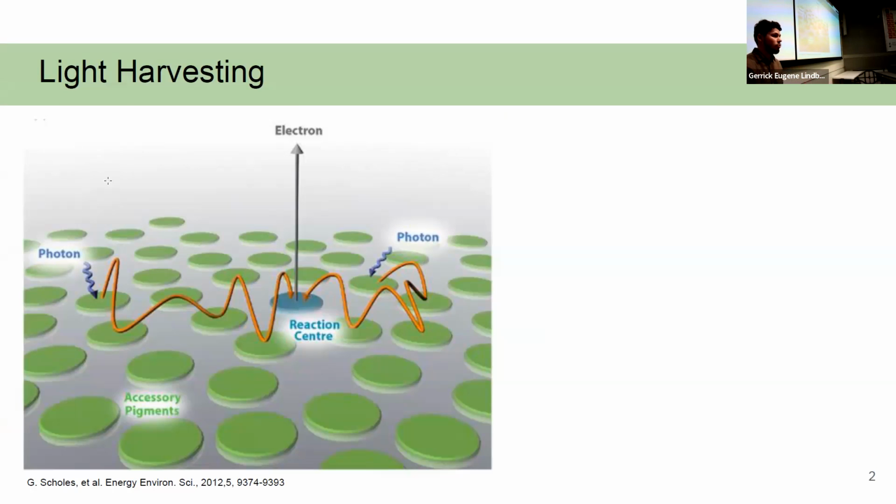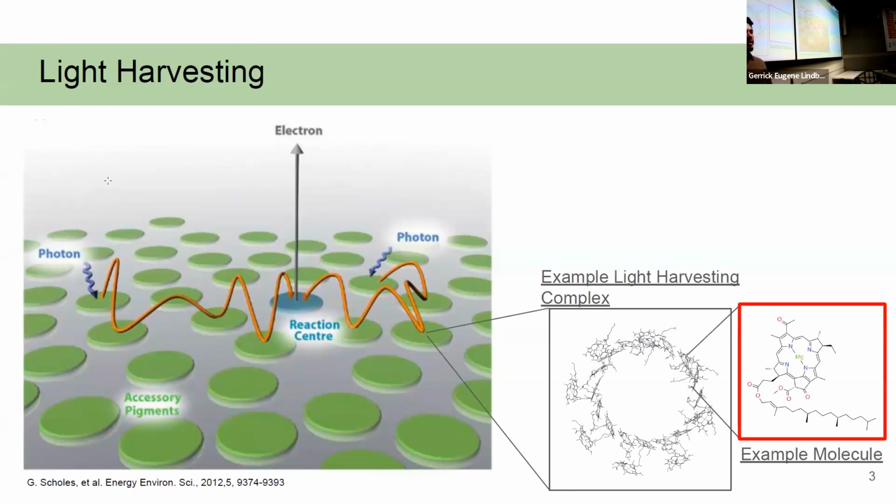How light harvesting works begins with energy being absorbed by a molecule, like the one in this red box right here. These molecules make up what is known as the light harvesting complex, which acts as a kind of antenna for these light harvesting systems. One thing we really want to study is how the energy gets absorbed in one of these light harvesting complexes and travels to what is known as the reaction center, that blue circle in the figure off to the left.